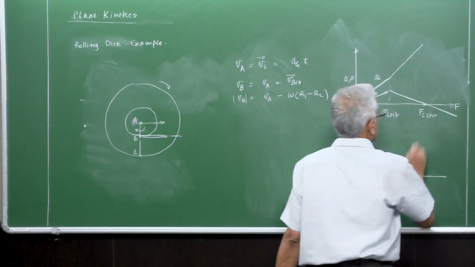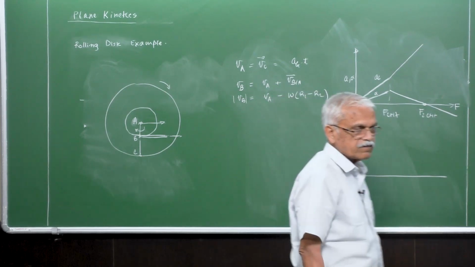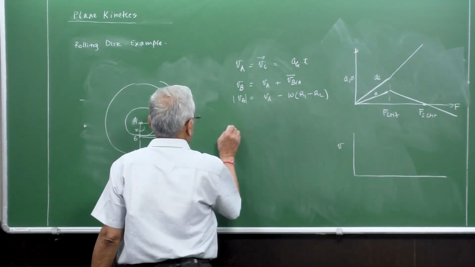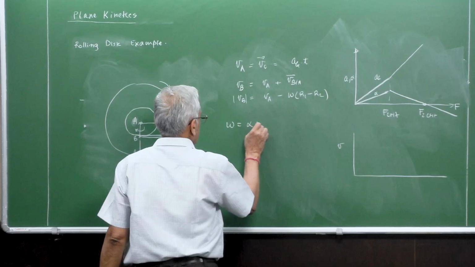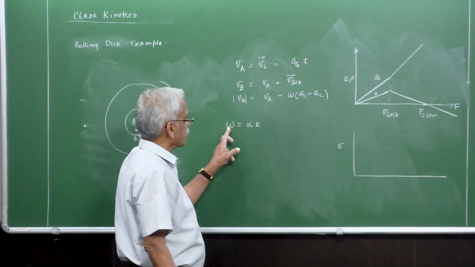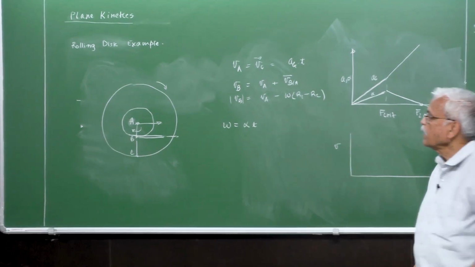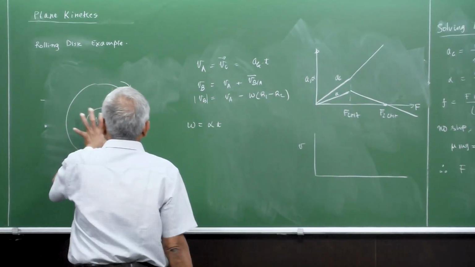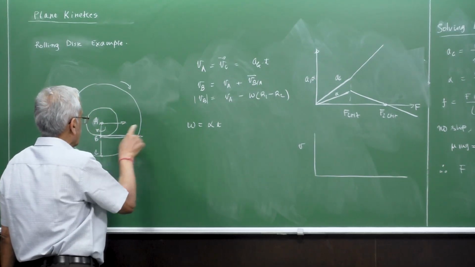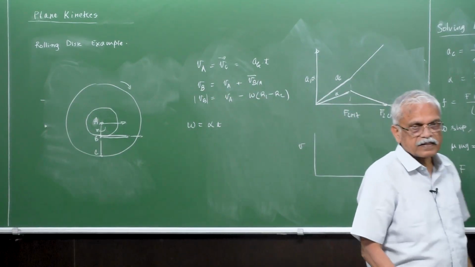So at this second critical value of F, alpha is 0. So what does that mean? If alpha is 0, we have seen that omega is equal to alpha times t for uniform acceleration. So when alpha is 0, that means the angular velocity of the disk is 0. So what does that mean? That means it's not rotating, but A is moving in this direction. A is moving, but it's not rotating, which means that B is also having the same velocity.